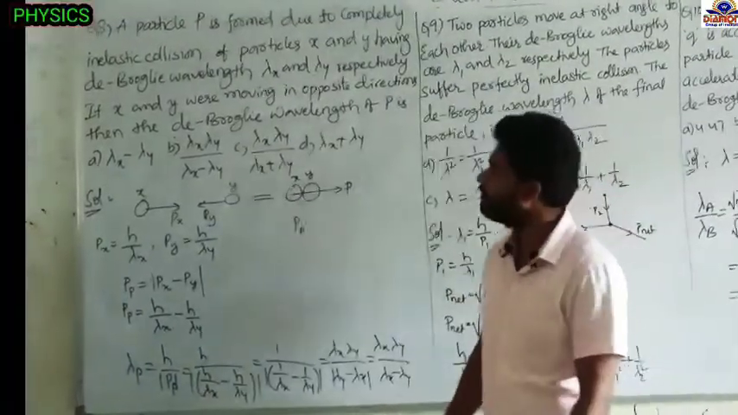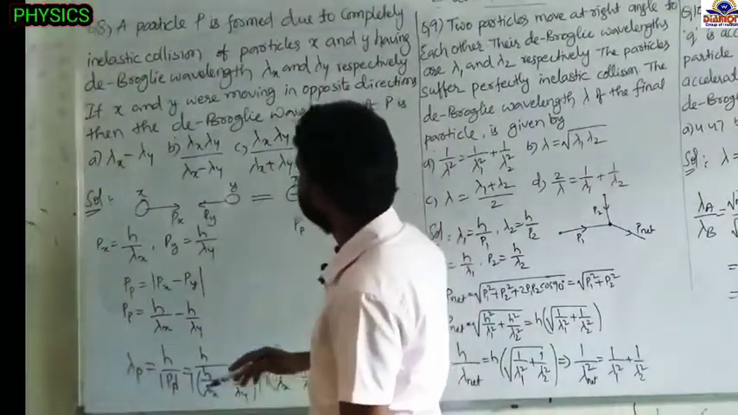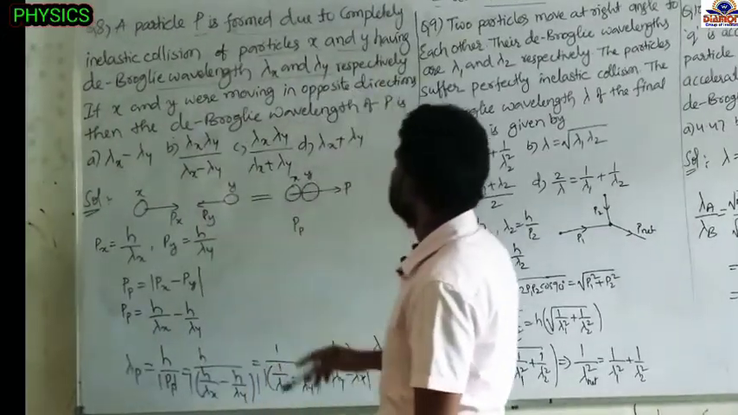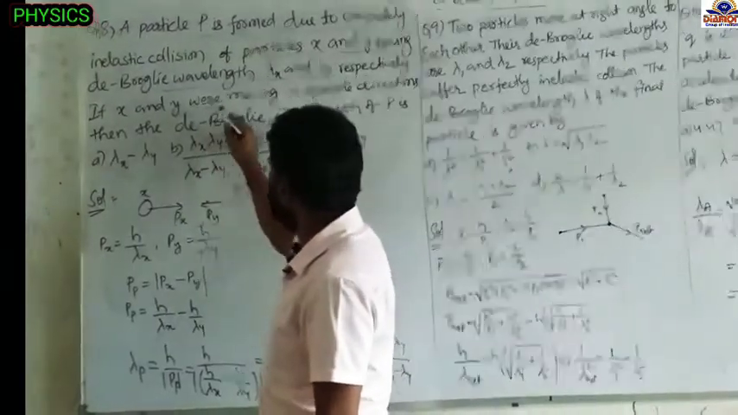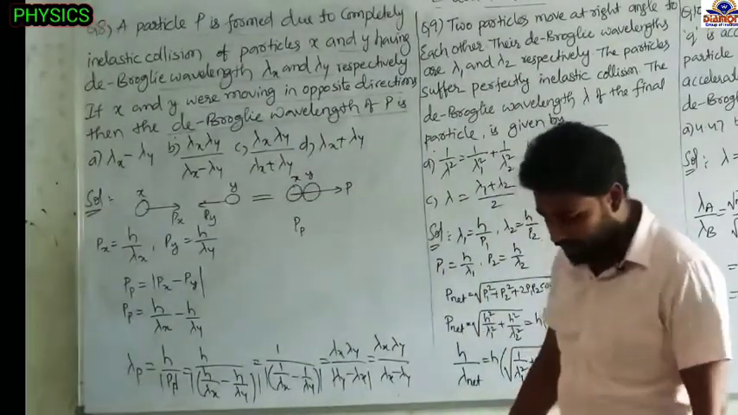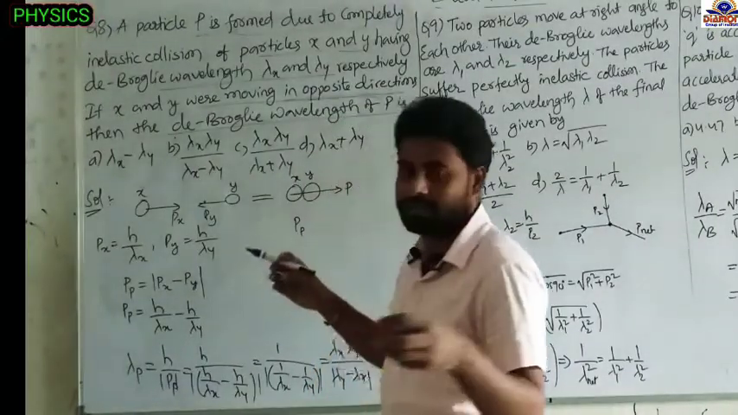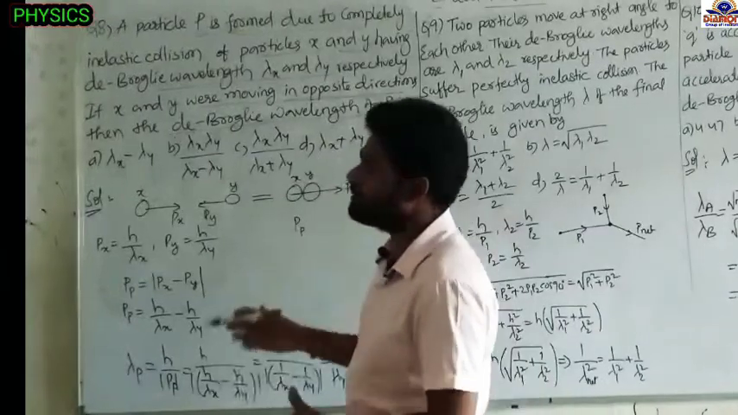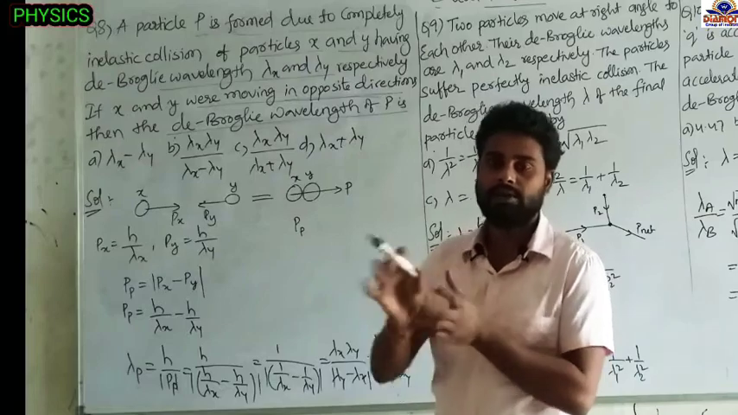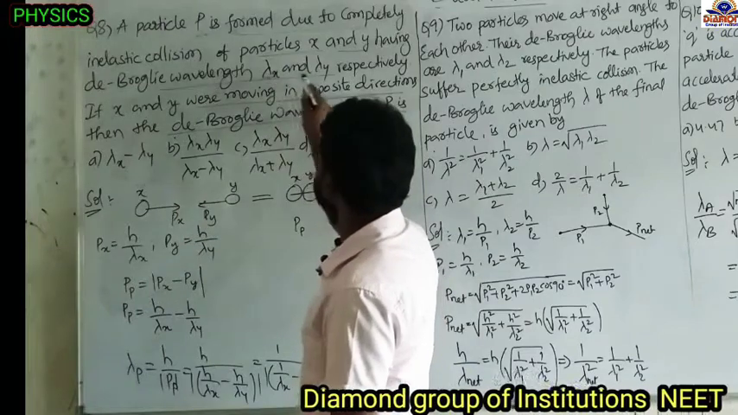See the next question, the 8th question. A particle P is formed due to a completely inelastic collision of particles x and y, having de Broglie wavelengths lambda x and lambda y respectively. If x and y are moving in opposite directions, then the de Broglie wavelength of P is. The meaning of this question is that initially x and y are moving in opposite directions and they collide. Completely inelastic collision means that after the collision both bodies stick together and move together.